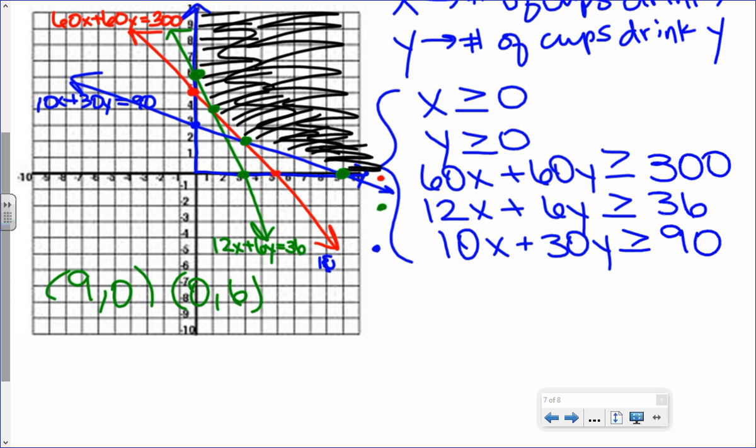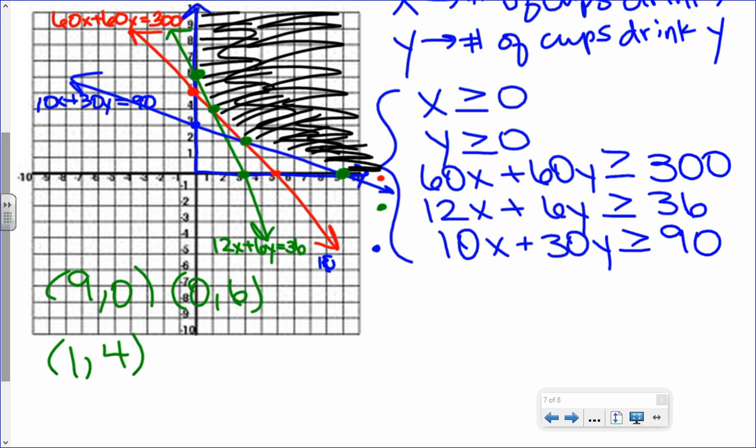Now, my graph turned out pretty nice. I think that this coordinate is 1, 4. I really think that that is 1, 4. Now, how do I verify it? That is where the green and red line are intersecting. So I'm going to come here to my green and red equation, and I'm going to make sure they satisfy both. 60 times 1 plus 60 times 4 equals 300. Check. 12 times 1 plus 6 times 4 equals 36.